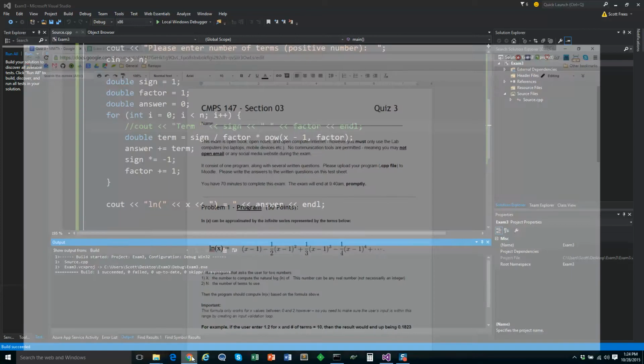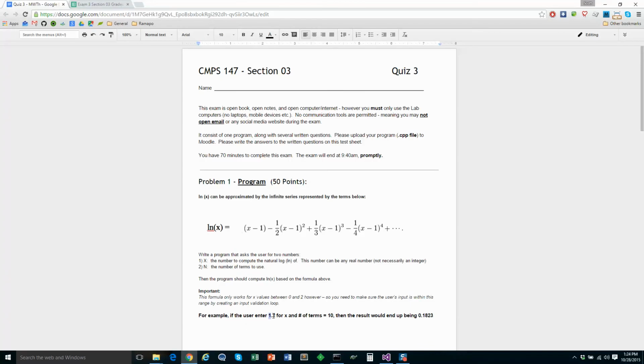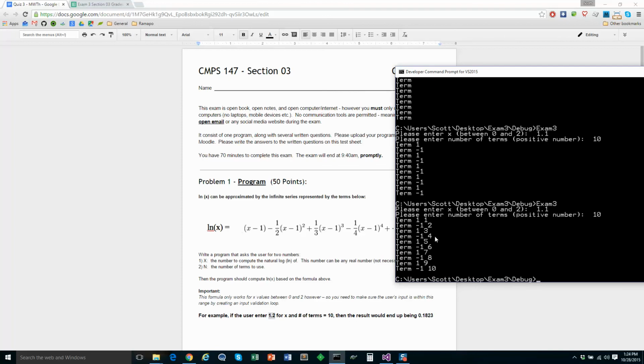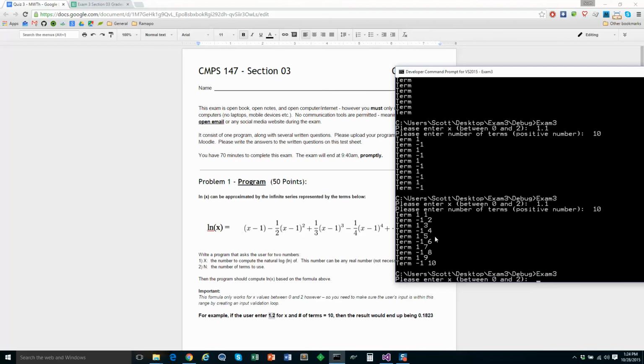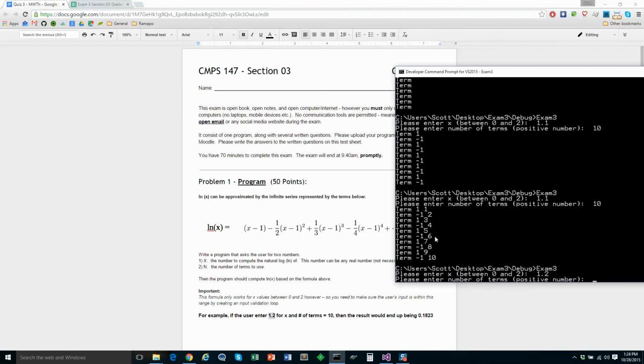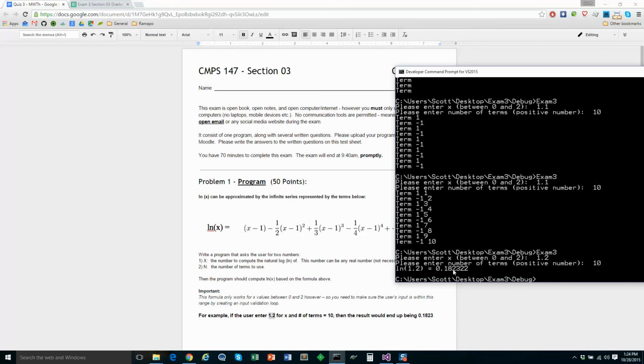Now the question is, how do we know if the number shows up right? Well, that's where you got the test case for. So 1.2 with 10 terms I've already computed as being 0.1823. So I'll rerun this again. I'm going to type in 1.2, my 10, and I get the right answer. And I didn't really specifically look for input formatting here. You could have done that. Some people did that. That's great. I can leave it like that.